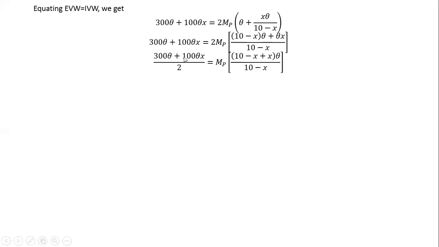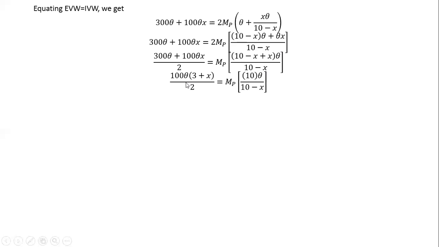Okay. In the next step, I took 2 to the denominator here, so this is equal to MP times. Now open it. So 10 minus x, this is plus x. Take theta outside. Divide by 10 minus x. Simple step. The next step is I took 100 theta outside as common. So this is 3 plus x divided by 2 is equal to MP times. This x cancels out, so this remains 10 times theta divided by 10 minus x.